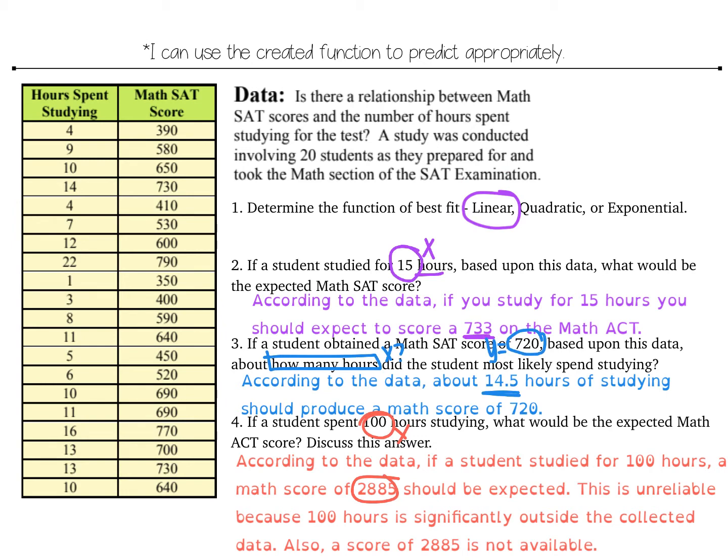And we realize this is unreliable because 100 is significantly outside of my collected data. There's nothing anywhere near 100 hours. So that line is going to keep going, and there will be an output for 100, but in the context of this situation, 100 is not going to make sense. And also, 2885 is not an available score. You can't get that on the math ACT.